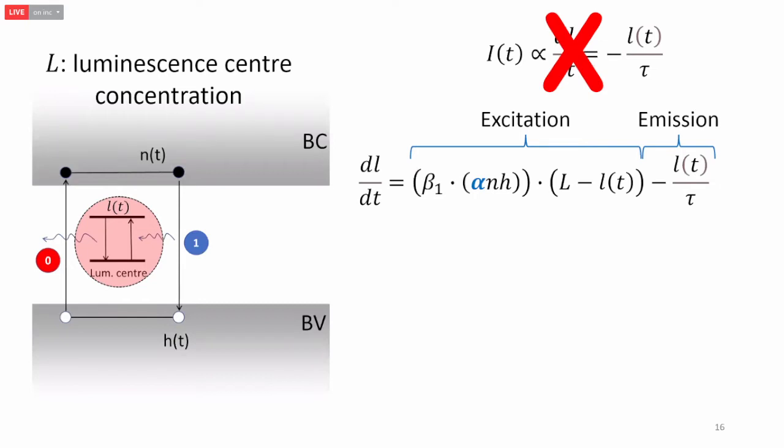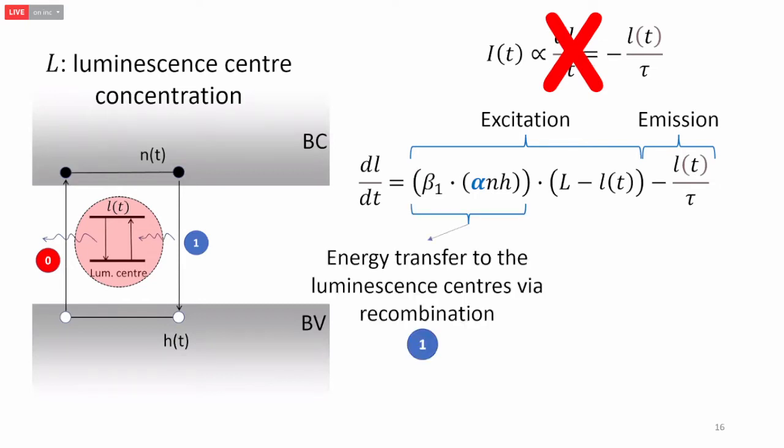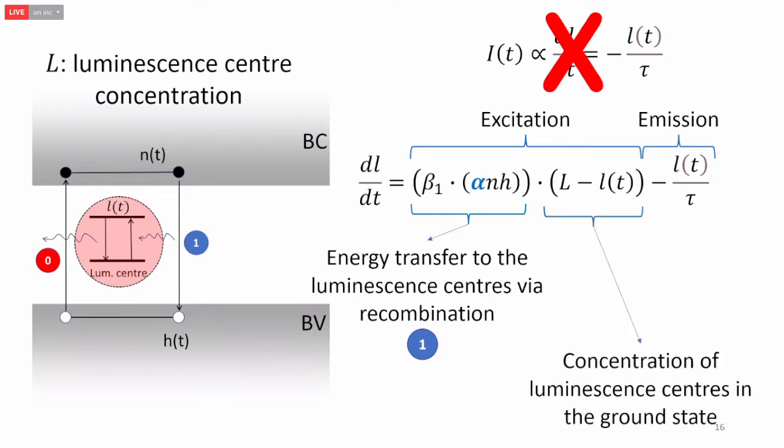So in the excitation, we are going to have a look in close to these two terms. This is the energy transfer to the luminescence center via recombination. It depends on the process itself and the efficiency. This number is very, very difficult to figure out. So in our model, we still fix it in one, because the efficiency of the transference process is almost impossible to detect.